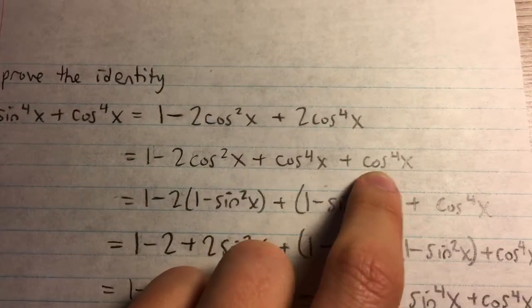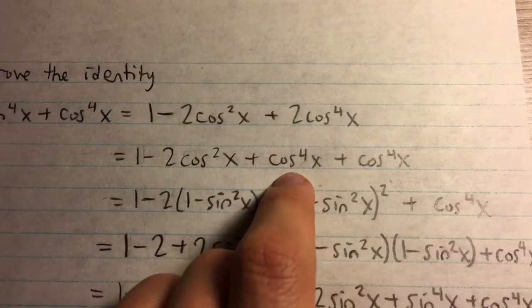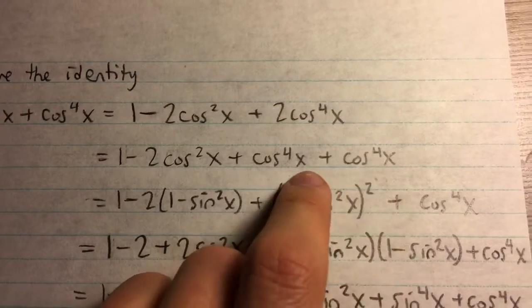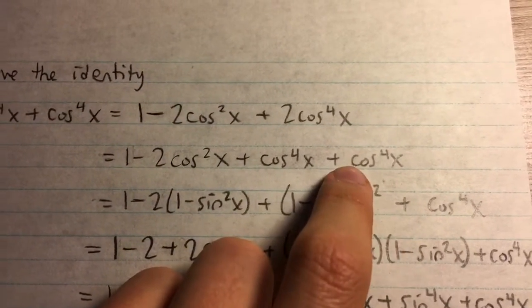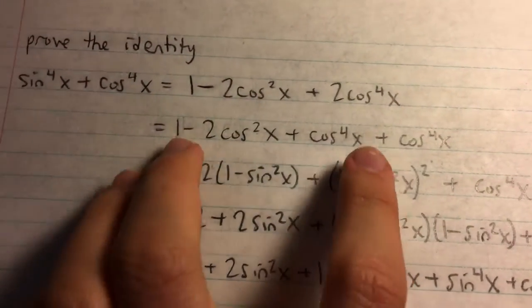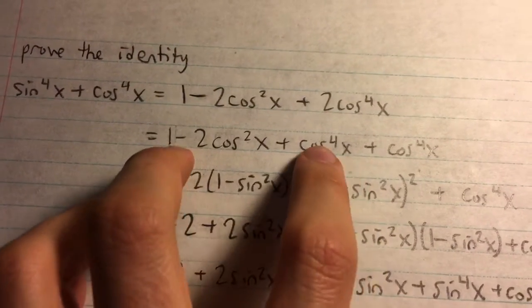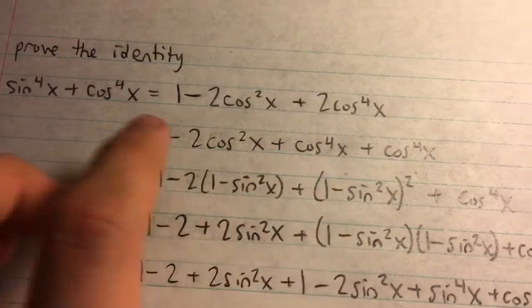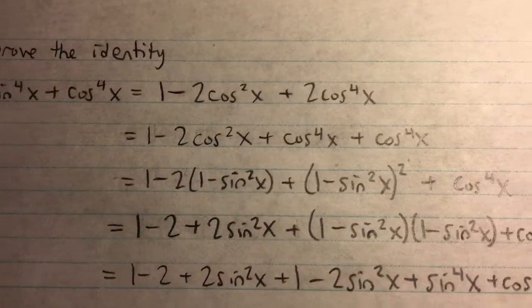So we're going to split it up into cosine to the fourth plus cosine to the fourth, and we're going to leave this cosine to the fourth off to the side. And these three terms should combine, somehow manipulate them in order to get sine to the fourth x.